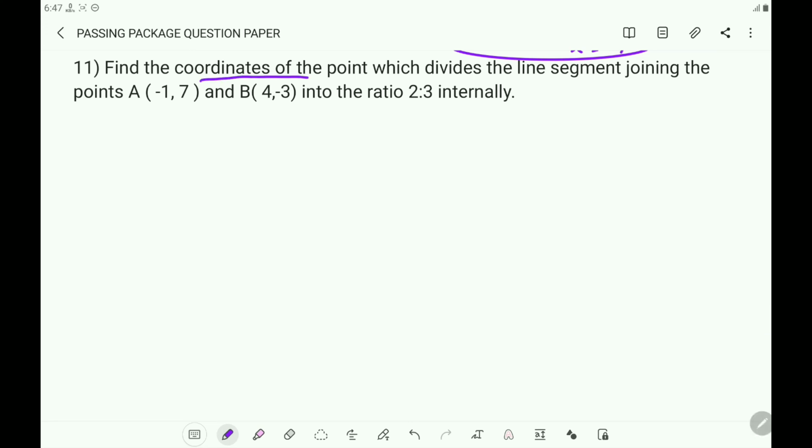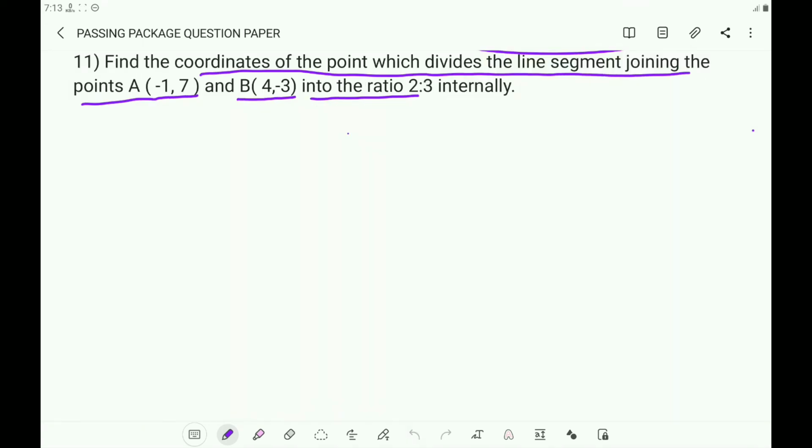Find the coordinates of the point which divides the line segment joining the points A(-1, 7) and B(4, -3) in the ratio 2:3 internally. Now let us take the 2 points A(-1, 7), B(4, -3). Let us consider these are (x1, y1) and (x2, y2). Then the ratio, naturally we are considering this as m1 is to m2, so it is 2 is to 3.